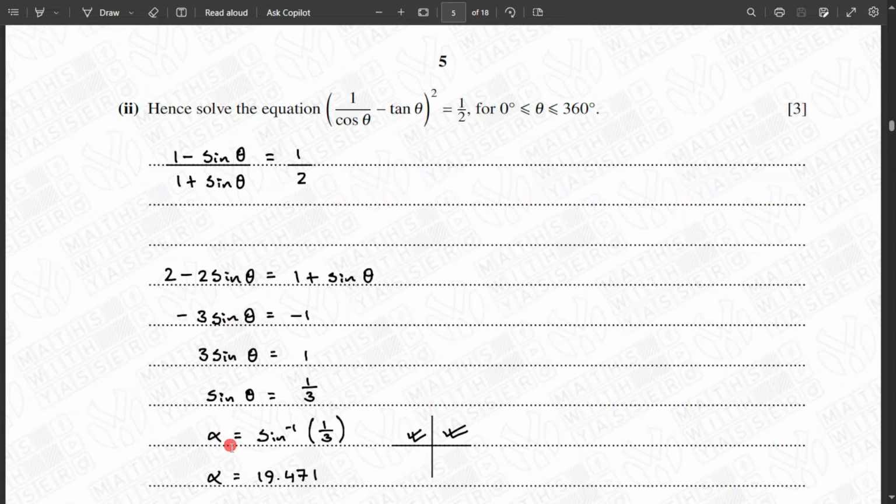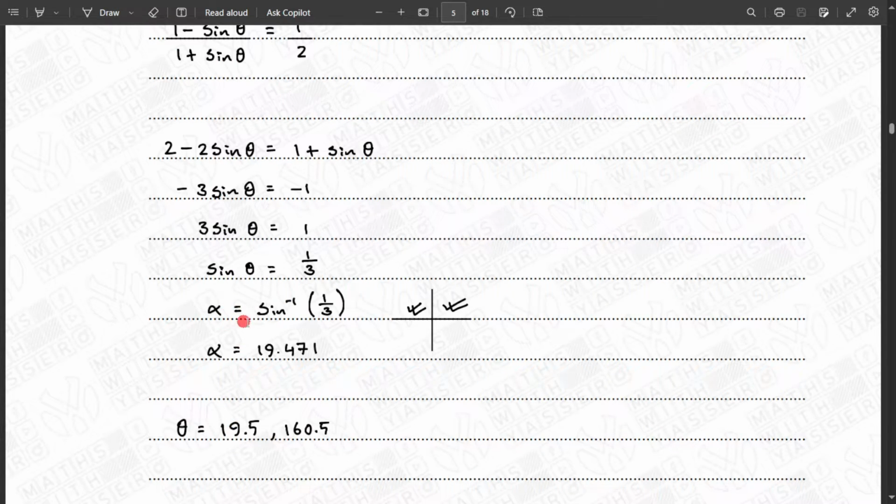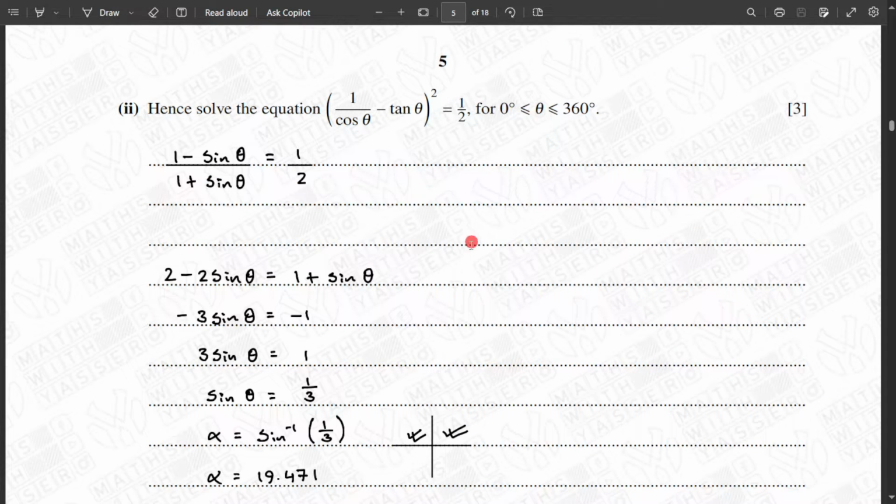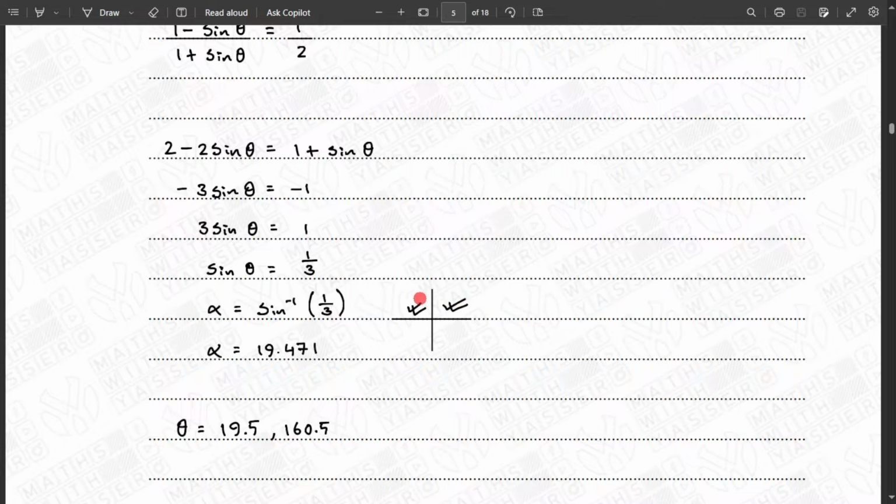Now let's find the basic angle. So the basic angle alpha is equals to sine inverse of 1/3. And we know that sine, the positive sign, belongs to the first quadrant and the second quadrant. The value of alpha comes down to 19.471. And let's check the limits. The limit is between 0 to 360. So we can definitely take both of these quadrants. So the basic angle will be the actual angle. Also, 180 minus the basic angle will be our second value.